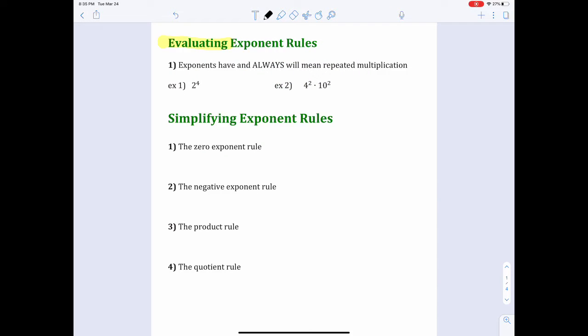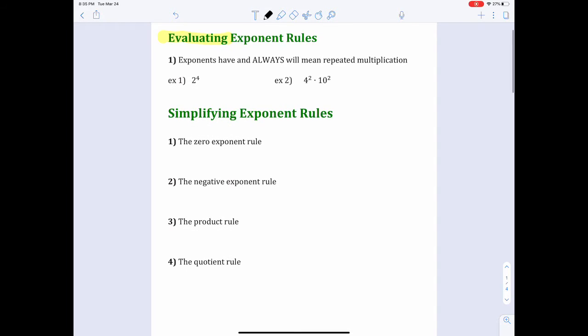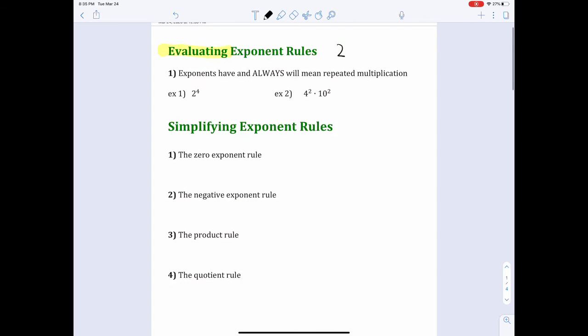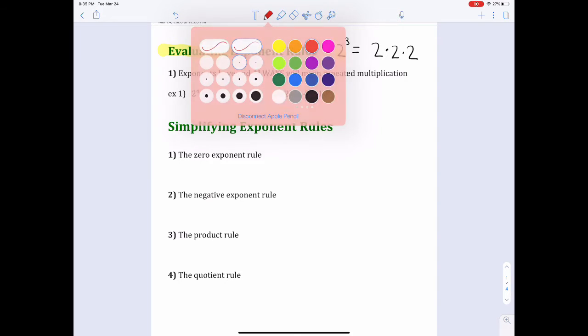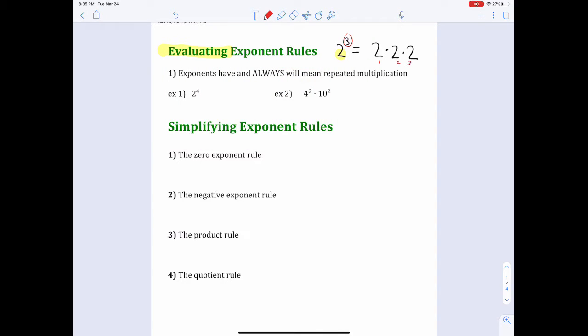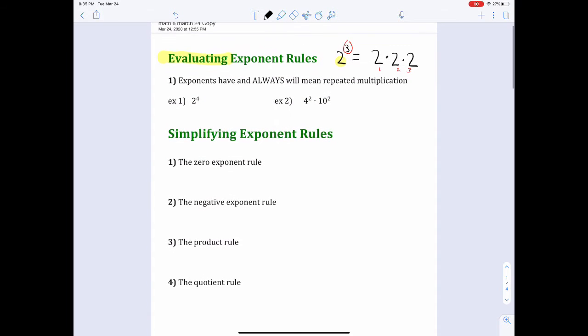Number one, it says exponents have and always will mean repeated multiplication. So for instance, if you have something like 2 to the third power, what that tells us to do is multiply the base, which is 2, by itself 3 times, because of the 3 right there. We got 1, 2, 3. And when you multiply 2 by itself 3 times, you'll get 2 times 2, which is 4, and then times another 2, which is 8. So that's evaluating. Pause the video and try number 1 and 2.